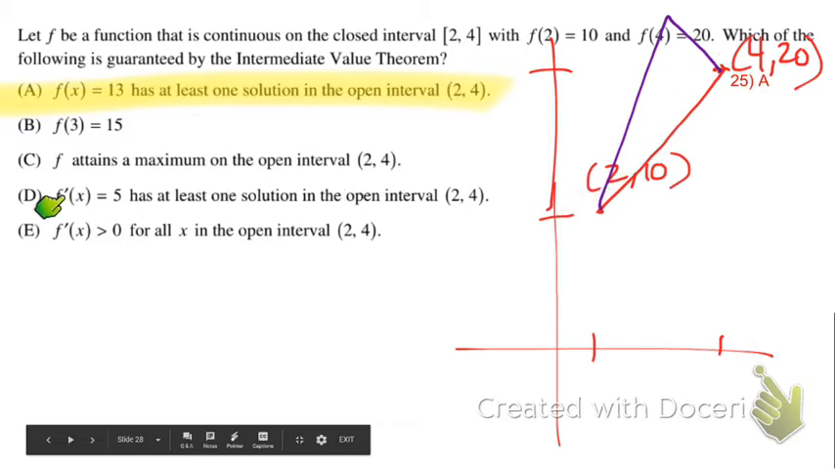So for part D, go back and look at the mean value theorem if you want to know if that one was true or not. Last but not least, part E, f prime of x is greater than 0 for all x in the open interval. So again, the derivative is positive, and that's not true because up here, the way I've drawn this piece, the derivative is negative, therefore it doesn't have to be positive the whole time. So A is the only one that has to be true.